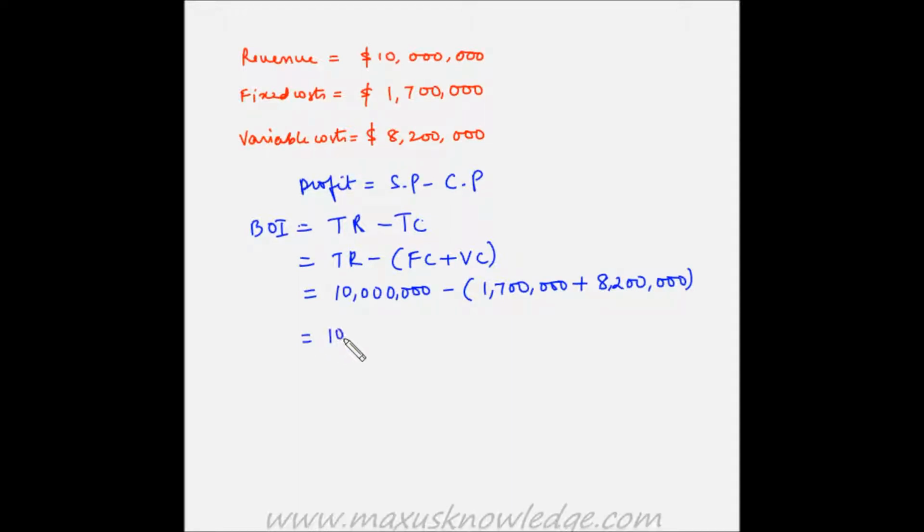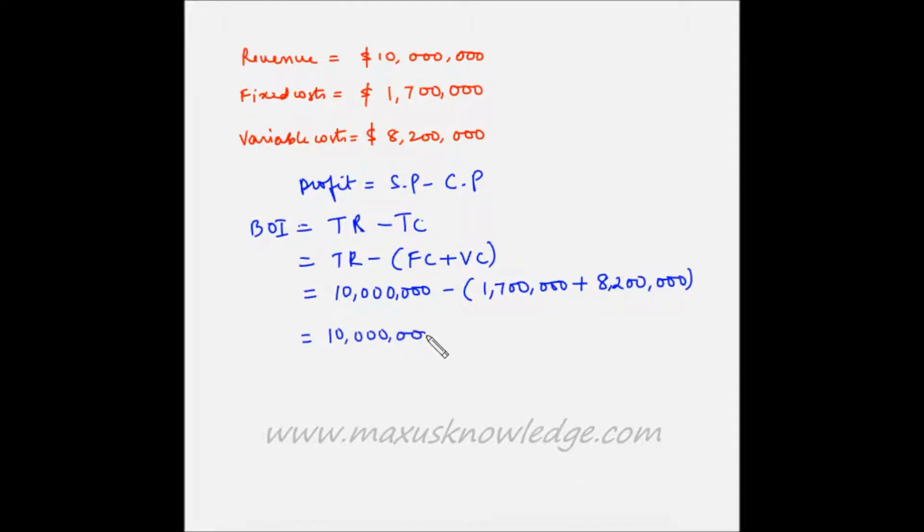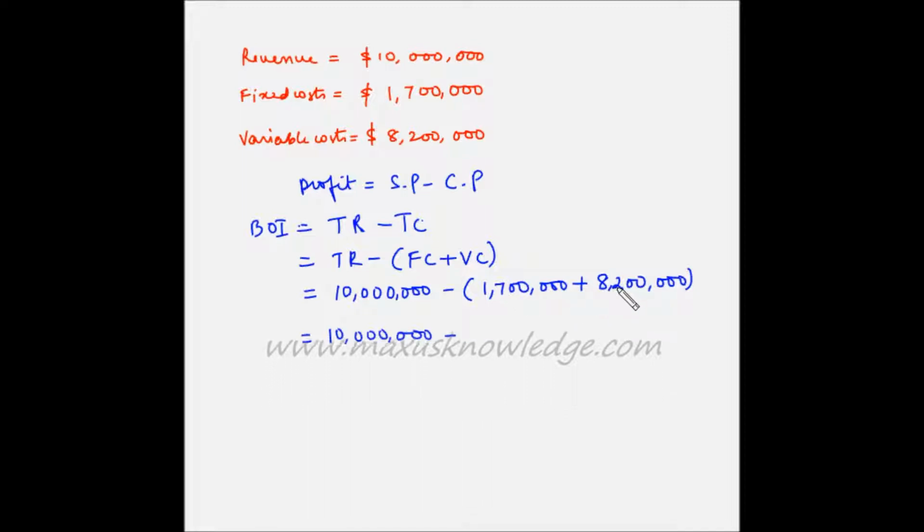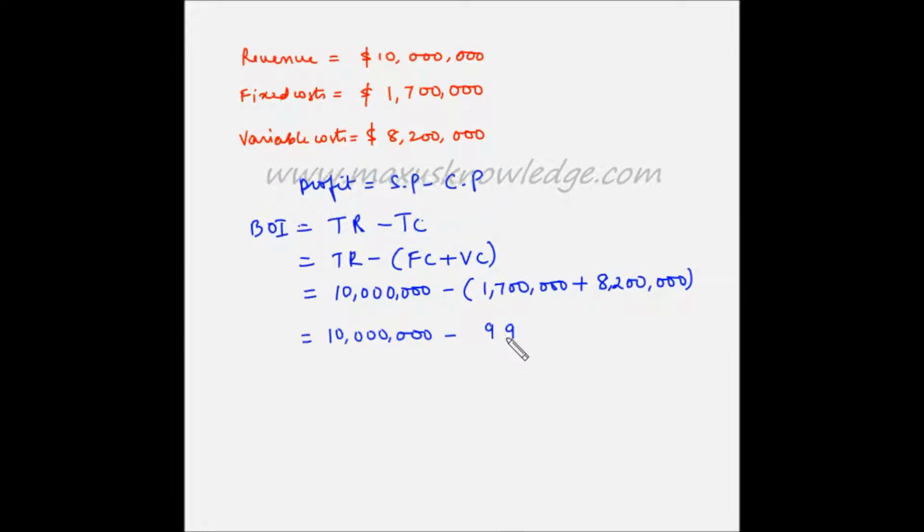So this is equal to 10 million minus 9.9 million (7 plus 2 is 9, and 8 plus 1 is 9, 9, 9). So this is equal to $100,000. So based on the budgeted numbers of revenue, fixed cost and variable cost, the budgeted operating income is expected to be $100,000.